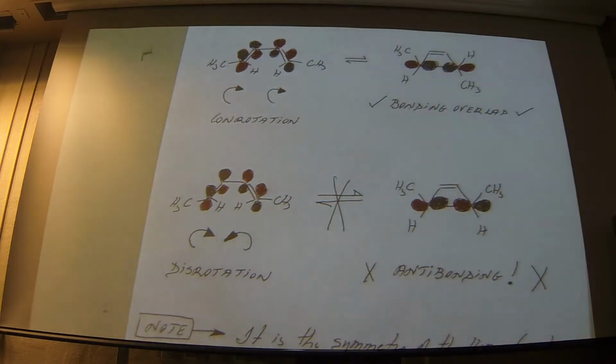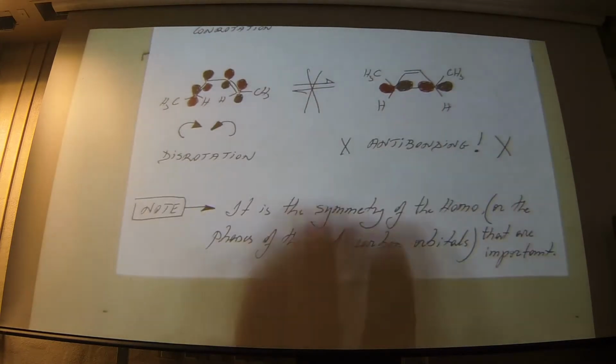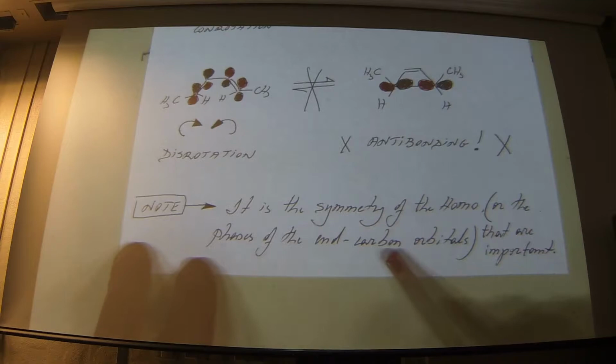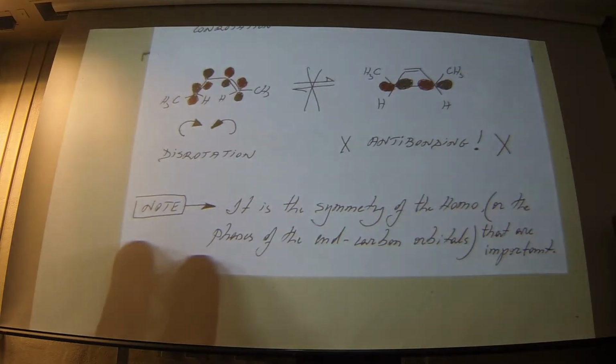Now, the low energy pathway, why? Well, because as you proceed along the reaction coordinate, it's the pathway that allows you to maintain bonding throughout. So you don't end up having to completely break a bond and make a bond. That's why it's lower in energy. It's a lower energy pathway. So in this case, it is the symmetry of the highest occupied molecular orbital, or if you will, the phases of the p carbon orbitals that determine this. So a very simple concept.